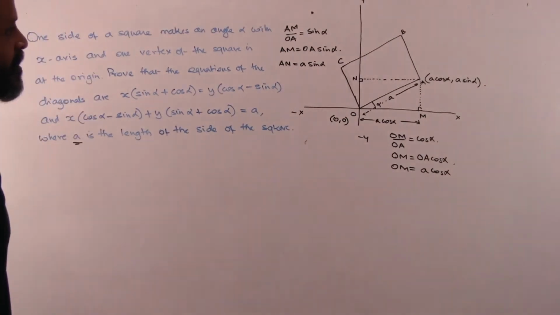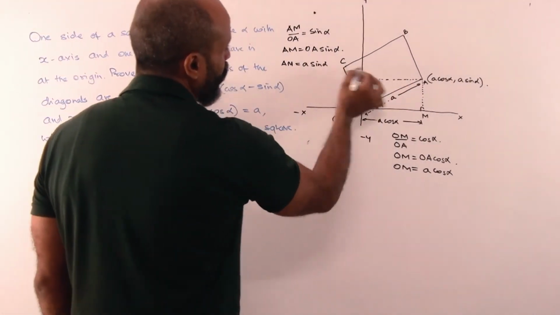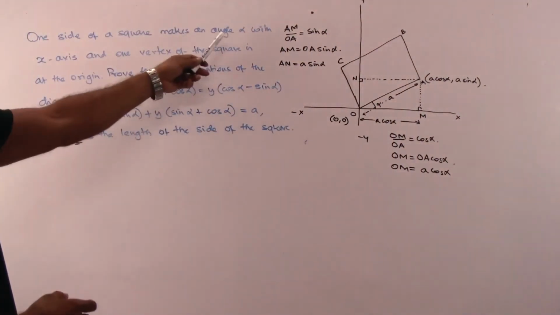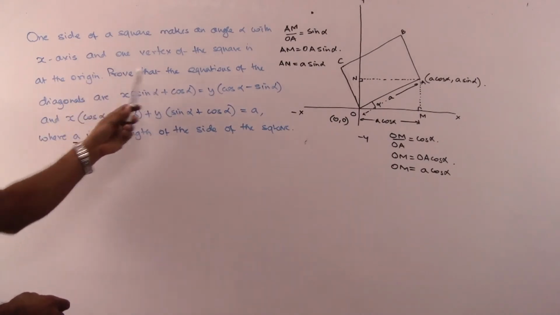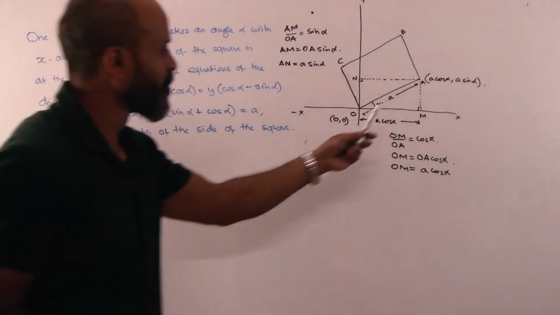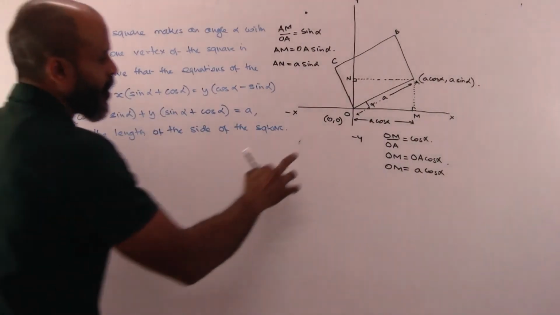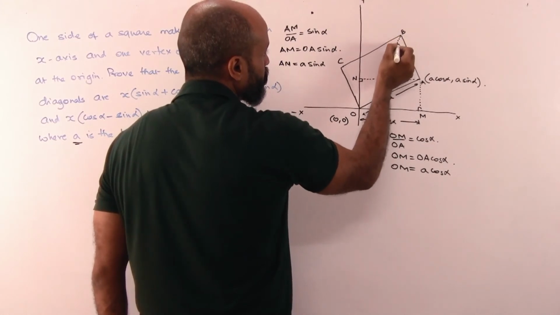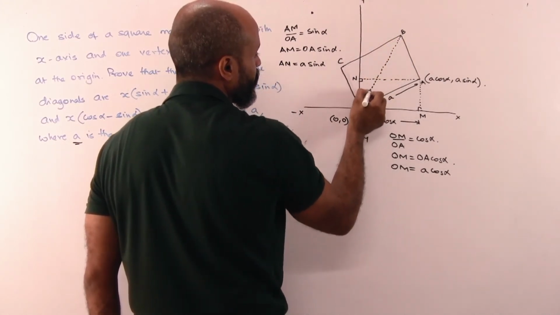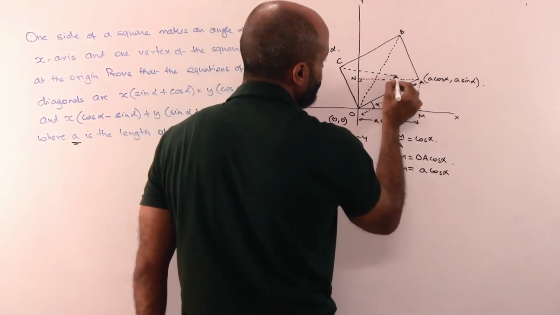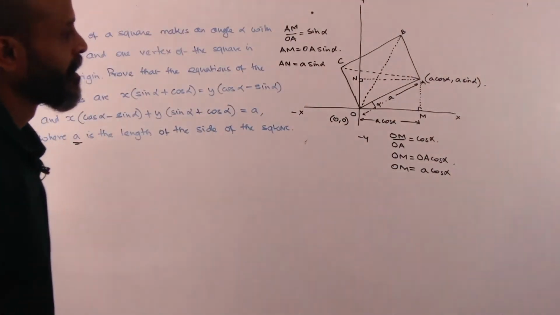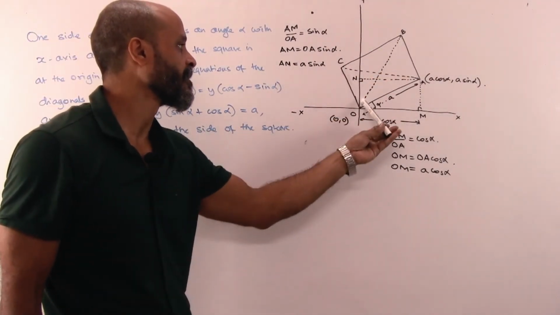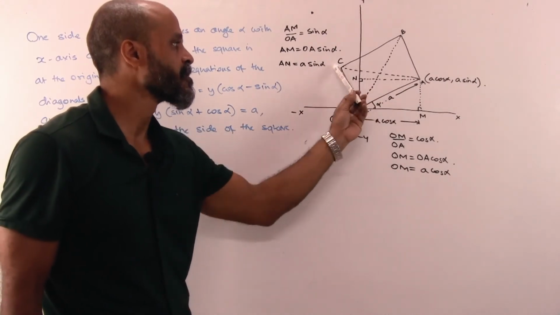Okay. So if we were to calculate the slope of AC, and we have to calculate the slope of AB. So one side of a square makes an angle alpha with the x-axis and one vertex of the square is at the origin. Prove with the equation to the diagonals. Now we have to calculate the slope of this line. Let's say this is one diagonal and this is the other diagonal. What will be the slope of these two lines?